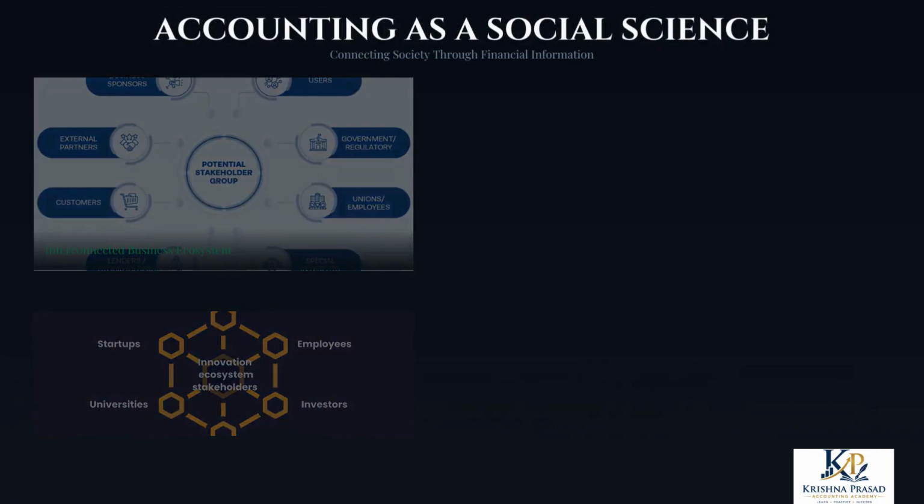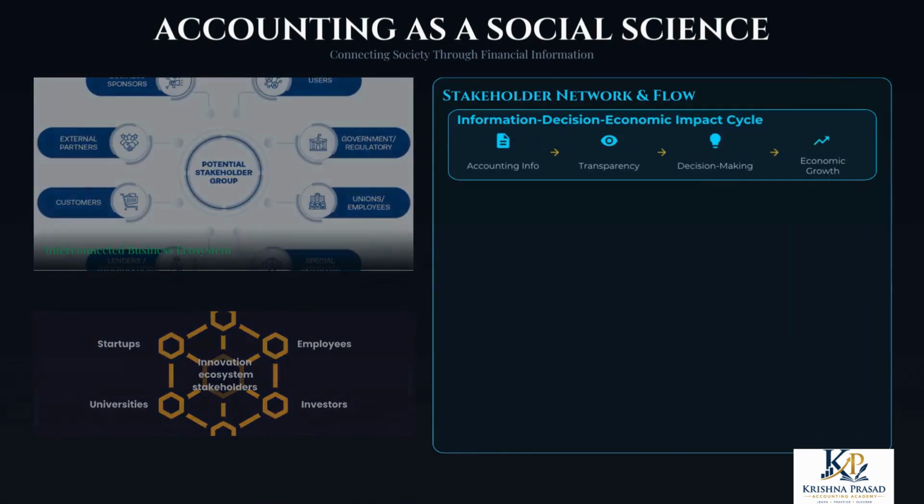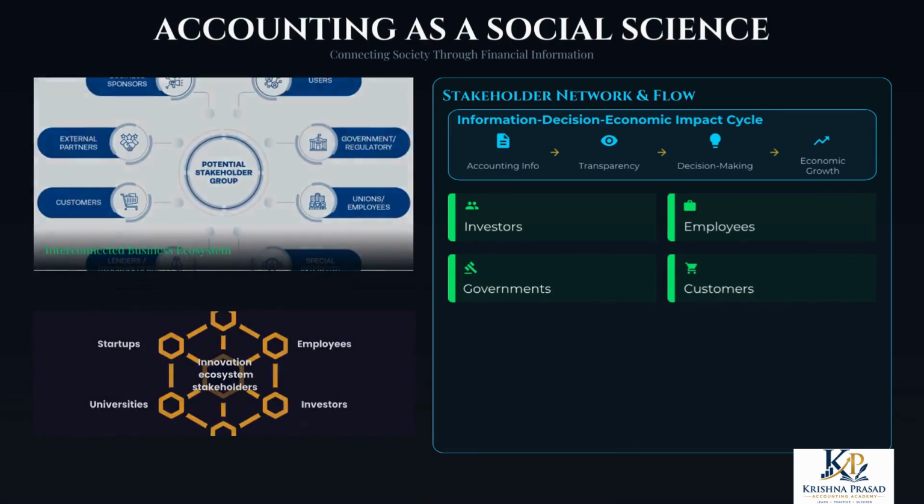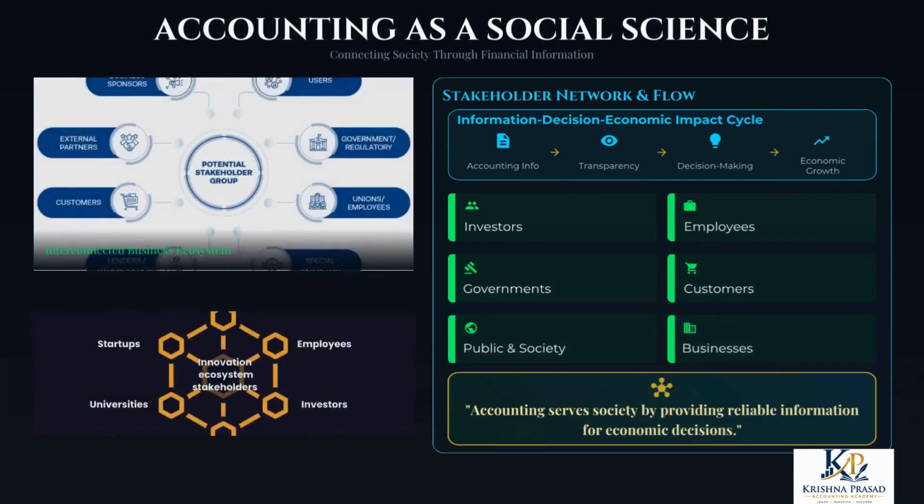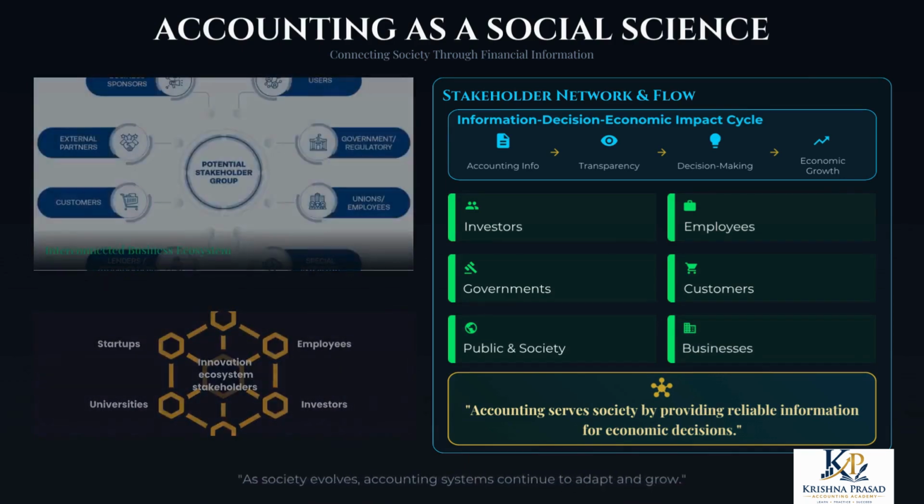Accounting is called a social science because it serves society as a whole. It provides useful information to investors, employees, governments, customers, and the public. Accounting supports economic growth, transparency, and informed decision-making. As society changes, accounting systems also continue to evolve.